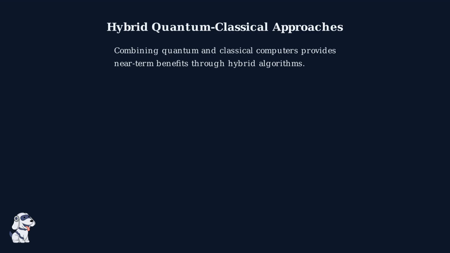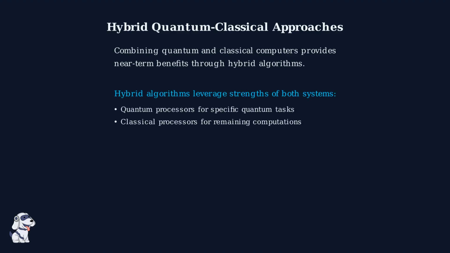Combining quantum and classical computers provides significant benefits in the near term. Hybrid algorithms leverage the strengths of both types of computers, using quantum processors for specific quantum tasks, while classical processors handle the remaining computations. This approach allows quantum systems to focus on tasks where they excel, such as quantum simulation and optimization, while classical computers manage error correction, data preprocessing, and result interpretation.